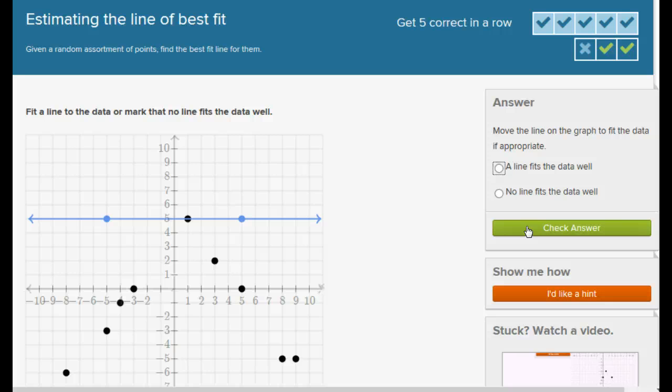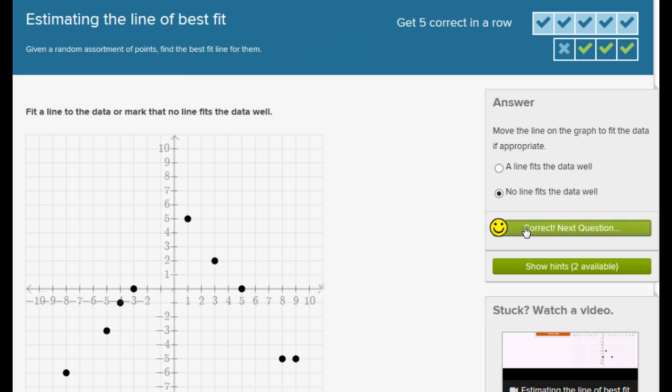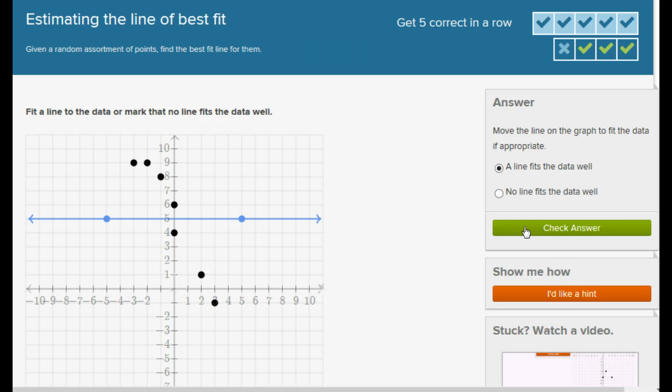Once again, I'm looking at points that resemble an upside down U this time, or even a V maybe. And just like the last one, I'm going to say no line fits that data. That would not be a good fitted line. And that is correct. Alright, here goes another scatter plot.